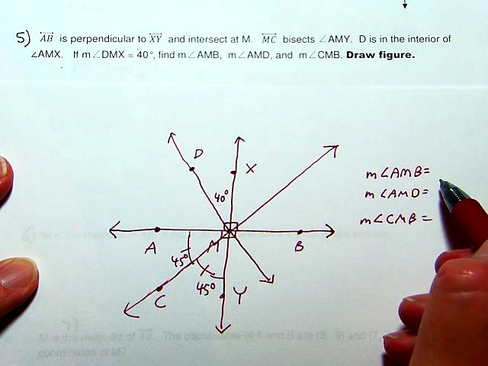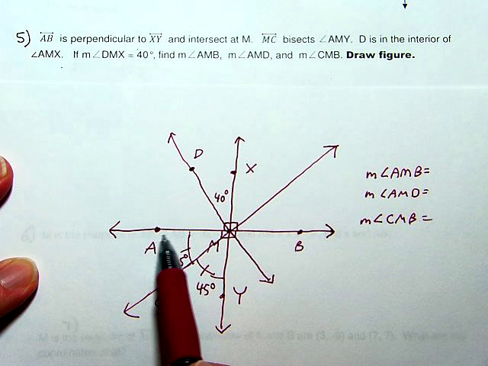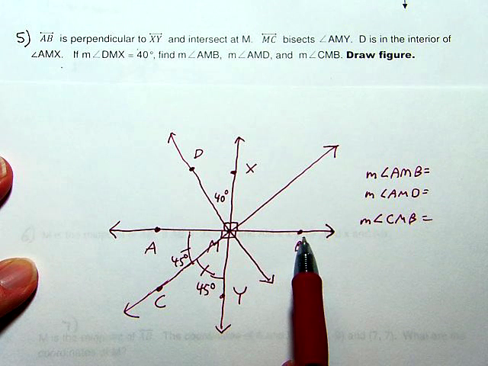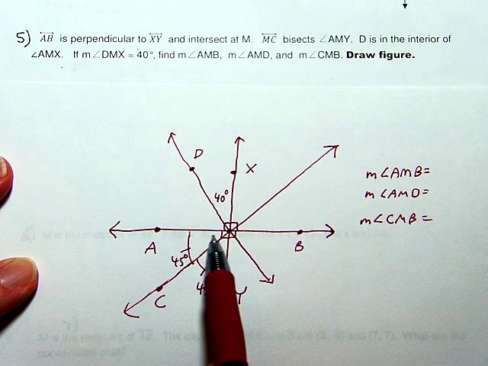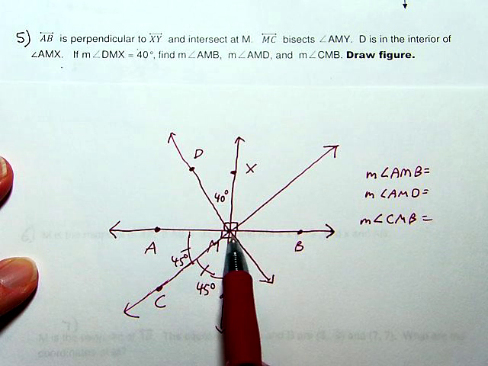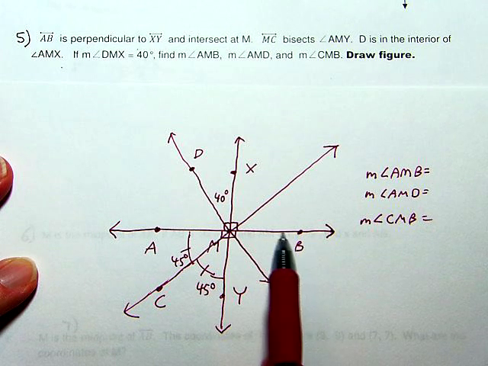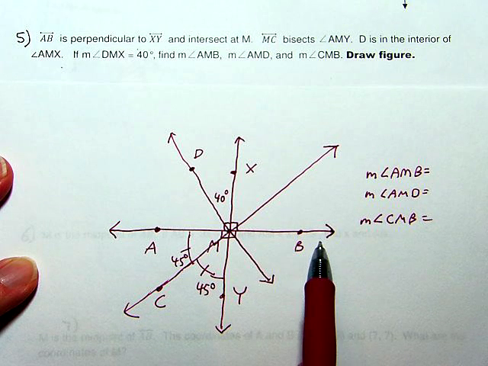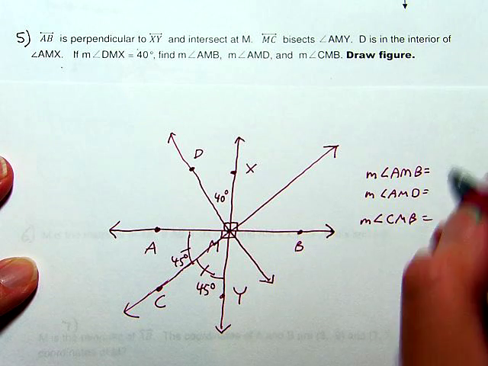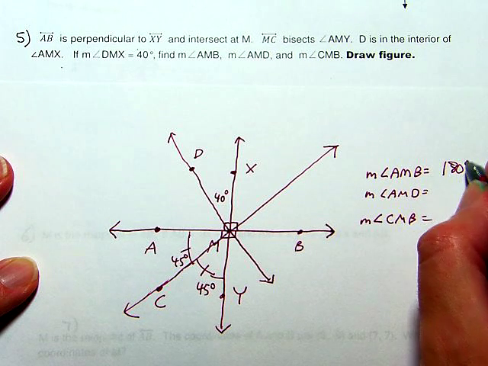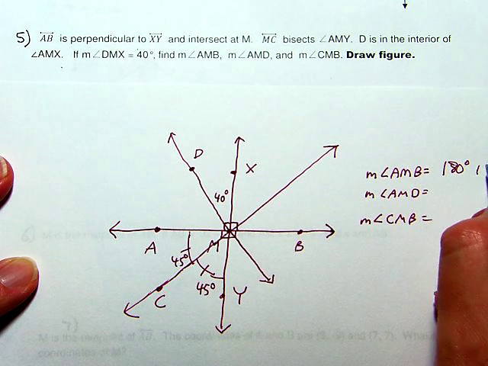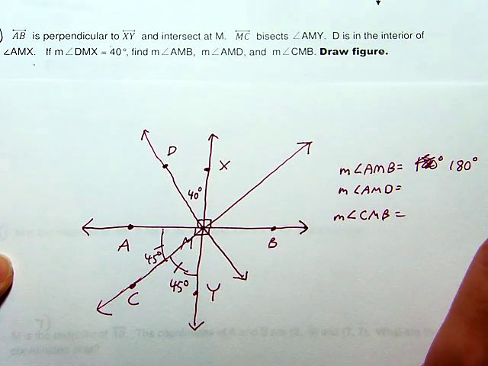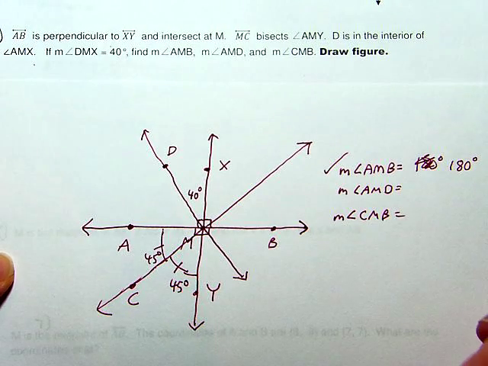AMB, what angle is that? Let's see. A, M, and B. Well, those are three collinear points, right? They're a straight angle. And what's the degree measure of a straight angle? It's 180 degrees. So let's make that a little bit neater. Okay, so angle AMB equals 180 degrees. We've got our first answer.